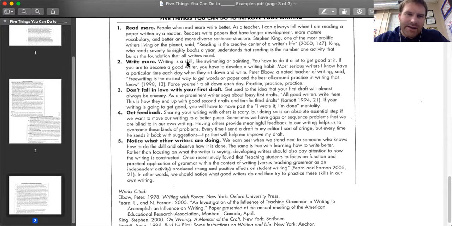Number 2, write more. Writing is a skill like swimming or painting. You have to do it a lot to get good at it. If you are becoming a good writer, then you will have developed a writing habit. Most serious writers I know have a particular time of day in which they sit down and write. Peter Elbow, teacher of writing, said free writing is the easiest way to get the words on paper and the best all-around practice of writing that I know. 1998, page 13. Force yourself to sit down each day, practice, practice, practice.